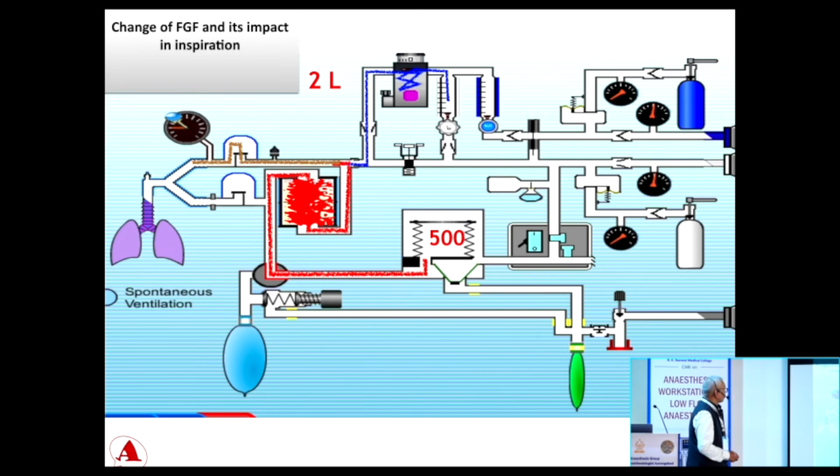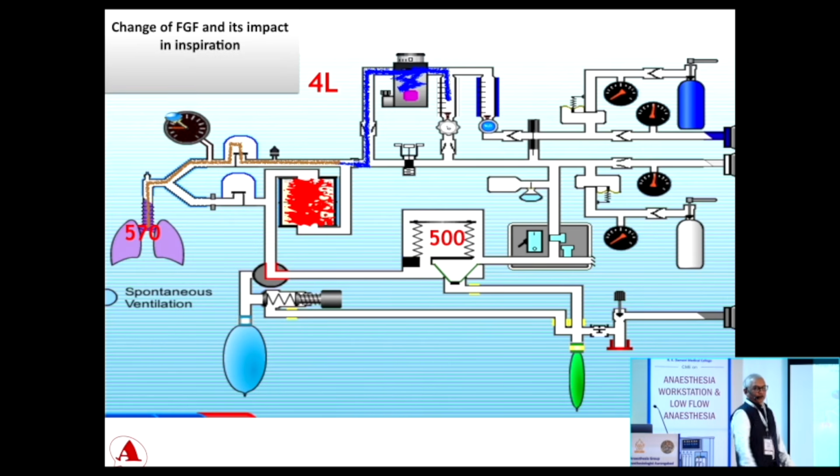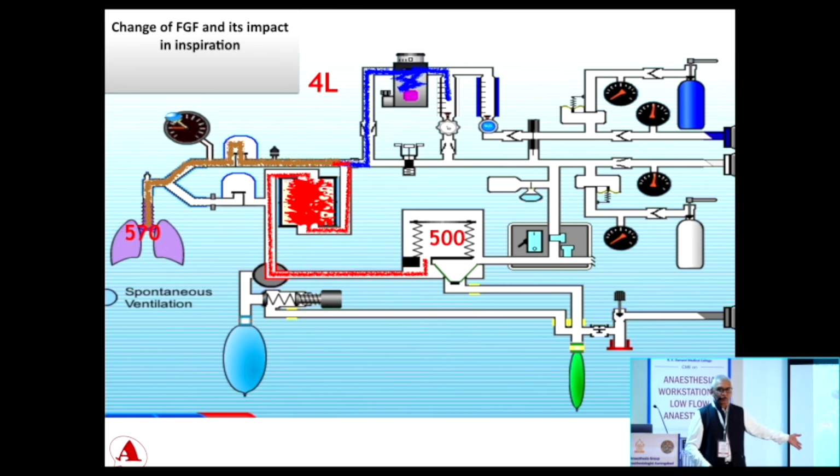So what will we get if there is a 2 liter flow? In that one breath we will get somewhere around 570 ml, because the ventilator gas and the fresh gas flow, which is flowing continuously, are mixing. Suppose we increase it to 4 liter, what will happen? This 500 will continue, and instead of 70 ml, 140 ml will be added. So what you get is 640 ml.